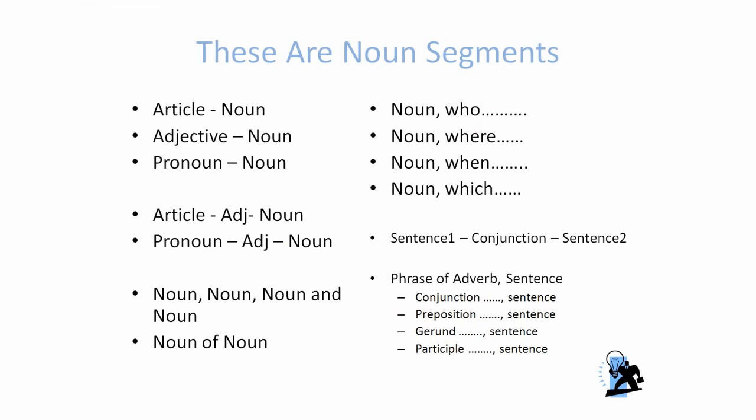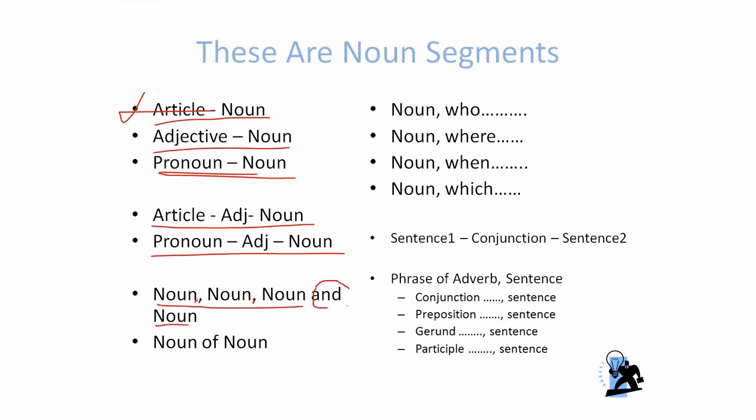Okay, first let's have a quick recap. Article noun, we underline as a segment. Adjective noun or pronoun noun. When I combine these rules, I can get an article adjective noun or a pronoun adjective noun. Comma and offs, I can use multiple nouns or multiple binders using comma and. Or if I'm using off, I can get a noun of noun as a noun segment.